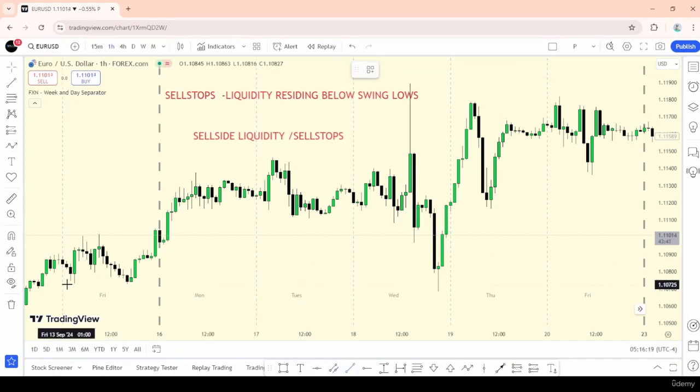So I've basically told you that below every swing low, there are sell stops or sell side liquidity. I'll be showing you examples in the chart to show you examples of sell stops. So I'll trend this low. This is the first swing low that we see. So we can see that the market came. If you see this low, I want you to look at this high so that you can see that market came and ran that low.